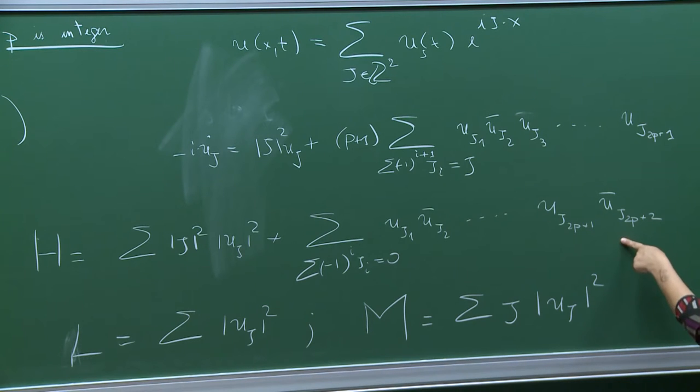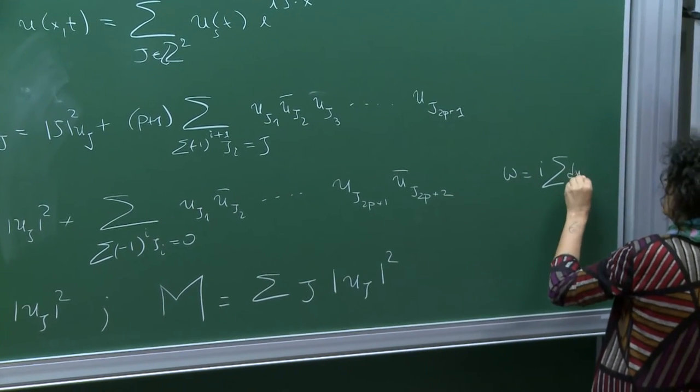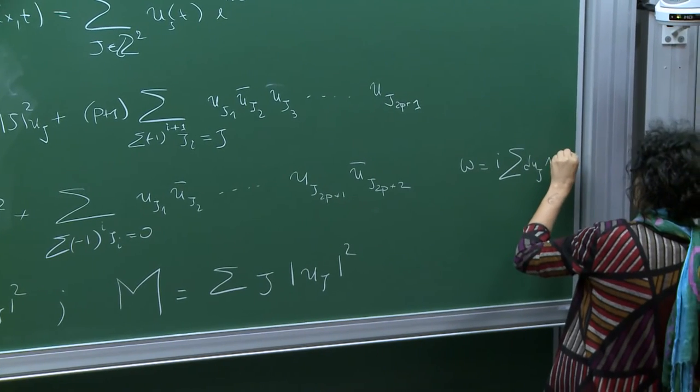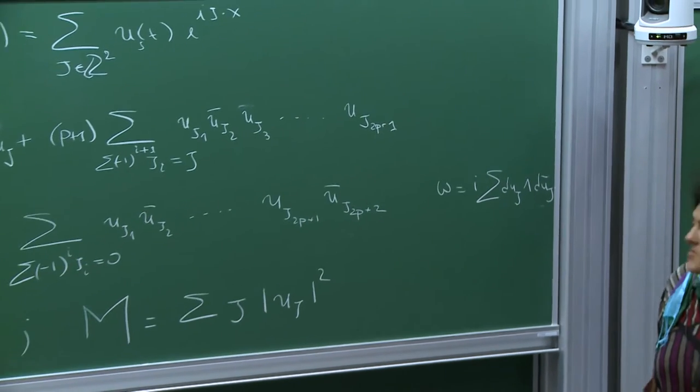Well, I like to write it here, and when I write it in this way, so if I say that this is a Hamiltonian system, I should tell you which is the Poisson structure. And the Poisson structure is, I hope I don't get the sign wrong, but it should be like this, possibly a minus here, because I don't remember.